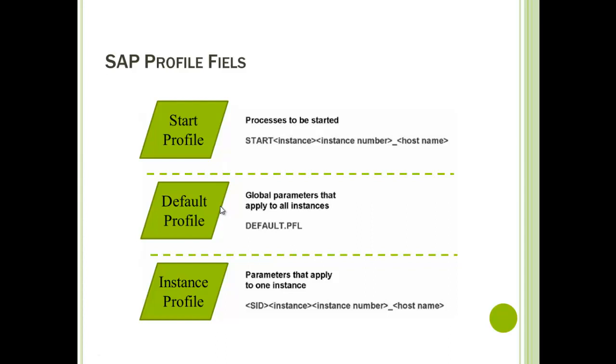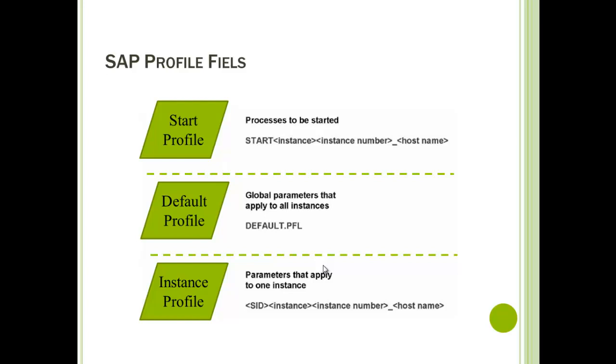The name for the default profile is default.pfl, which is very simple. There is only one default profile for each SAP system, and it is read by all instances. Generally, it contains all the system-wide settings, for example, system name and database server, the name of the enqueue server, or for example the default logon client.